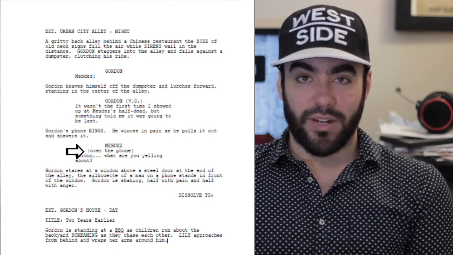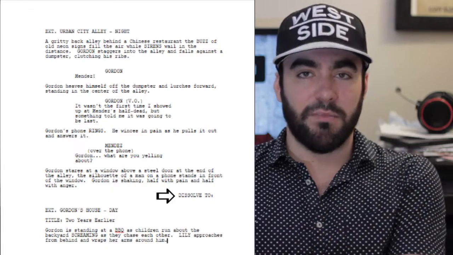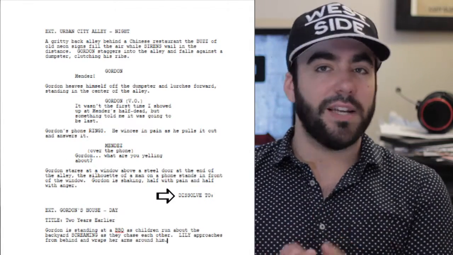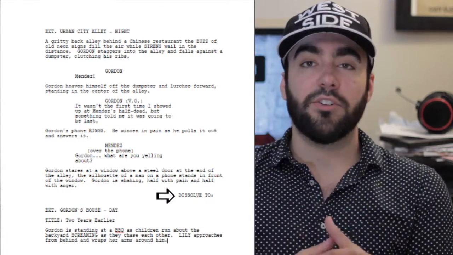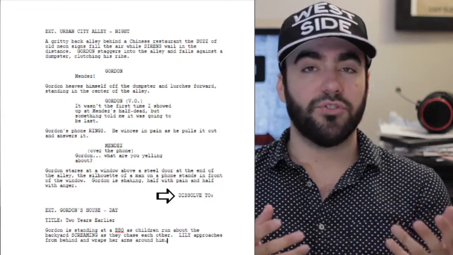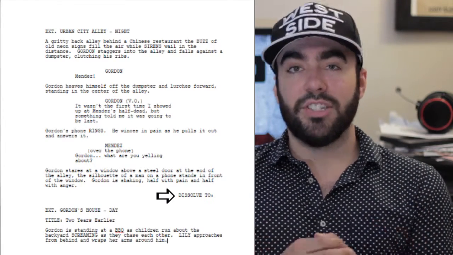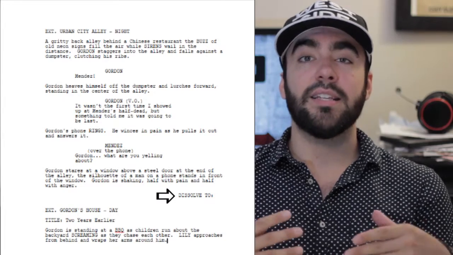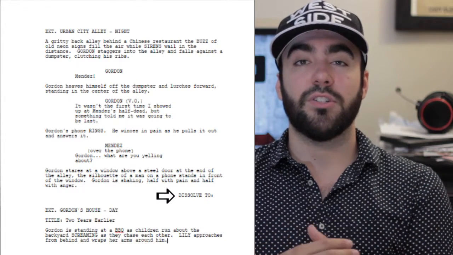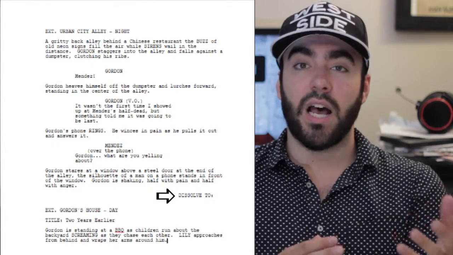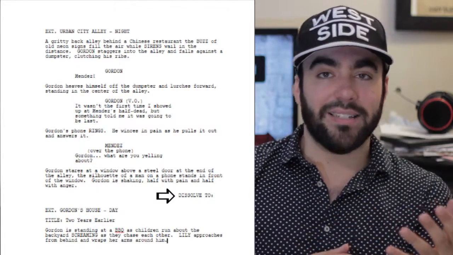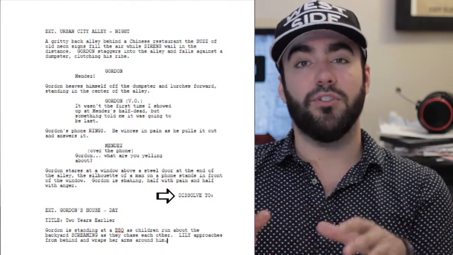Next we have something called the transition. This is usually a cut to, smash to, fade to black, dissolve to. Generally, if you're writing a spec script or a first draft, you don't include transitions. It's just not really necessary unless it lends itself to the story. For example, dissolve is usually used to show the passage of time, or a flashback sequence. Sometimes the cut lends itself to the joke or the storytelling.